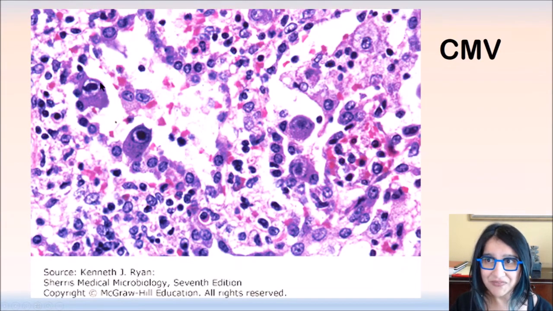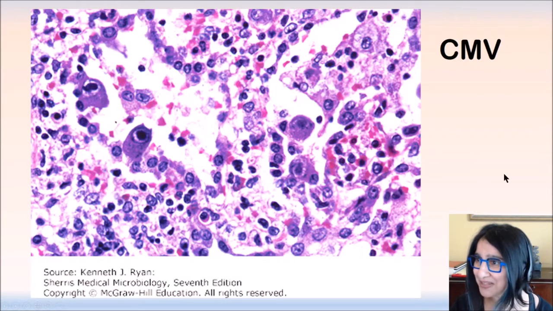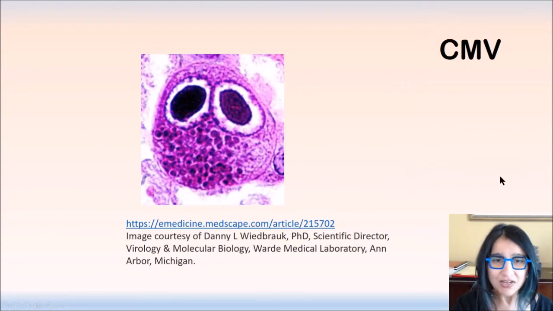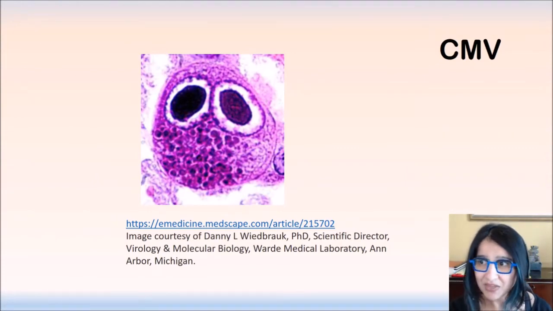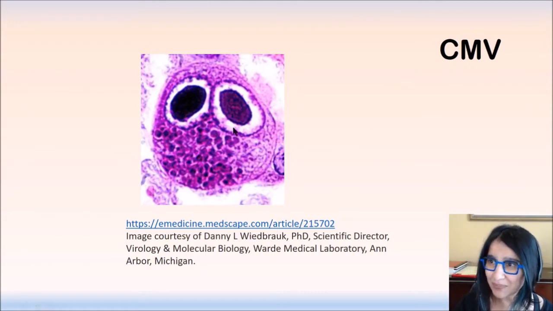This is also CMV, and this shows you the classic inclusions you get with CMV, and we'll talk about that in just a moment. Now, one thing about these cells, and you don't see images like this very often, is that it's not just the nucleus that's affected, it's actually the cytoplasm as well.